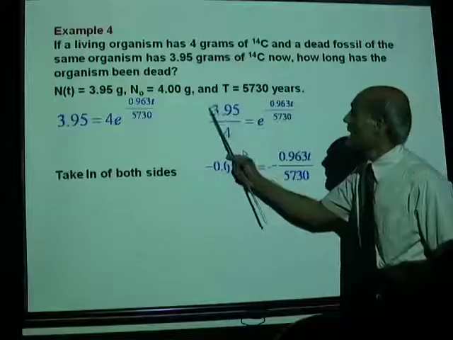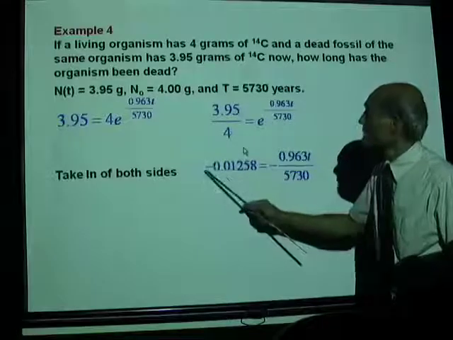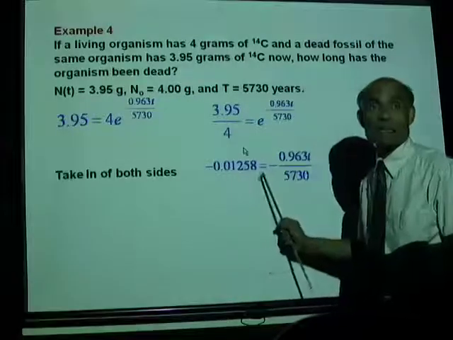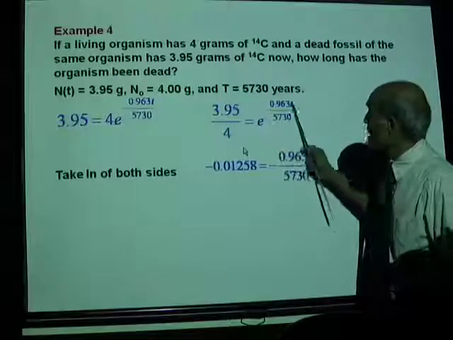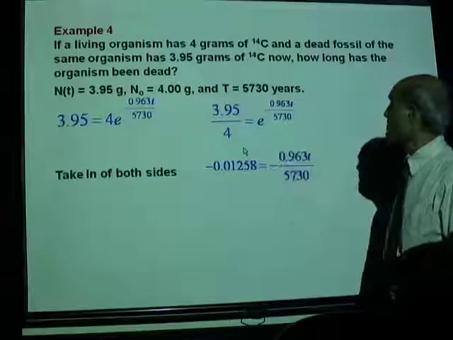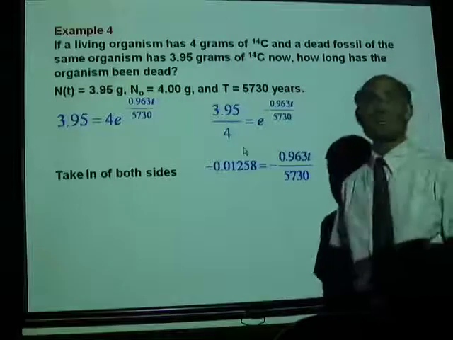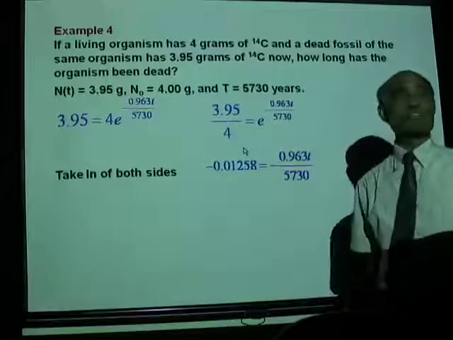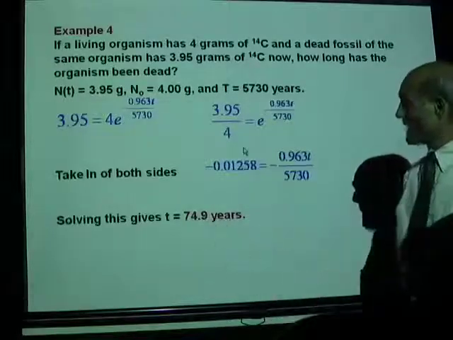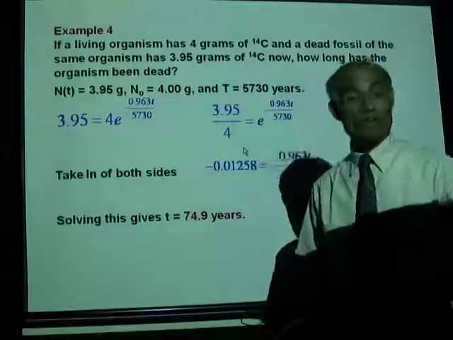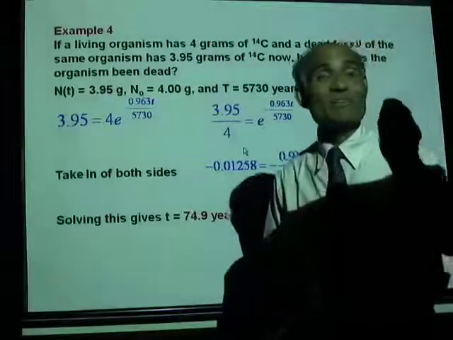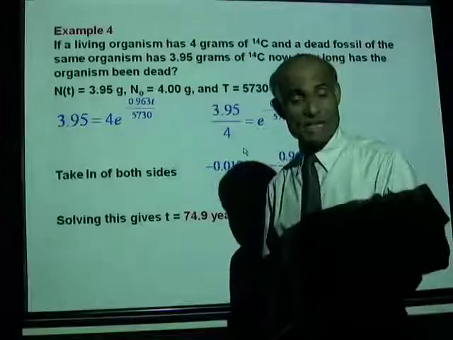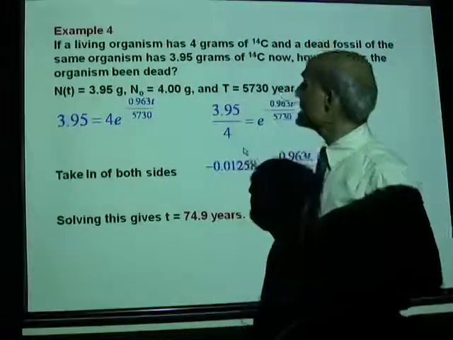So that gives me ln of 3.95 divided by 4 is negative 0.01258. Check that on your calculator. Equal to ln of the right side, which will be this quantity, negative 0.963 T divided by 5,730. And that's a simple equation. You can solve your T from there, and that gives you T equal to 74.9 years. You see, you can calculate the number of years that organism has been dead using that simple data. A very, very neat way to do that.